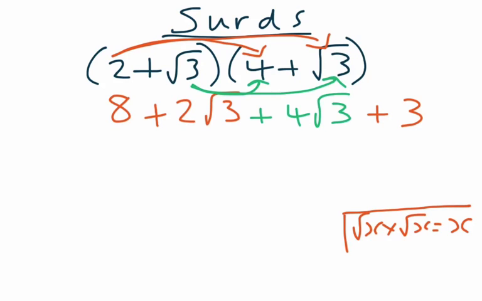And all I have to do now is collect like terms. So I have a number term 8 at the beginning and a 3 at the end. Adding those together gives me 11. And then in the middle, I have 2 root 3s and 4 root 3s. So how many root 3s is that? That would be 6 root 3s. And that's my final answer, because I can't simplify this anymore.